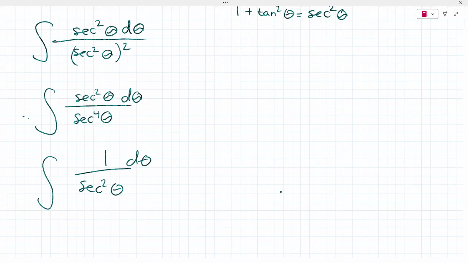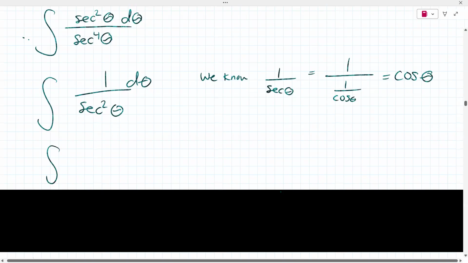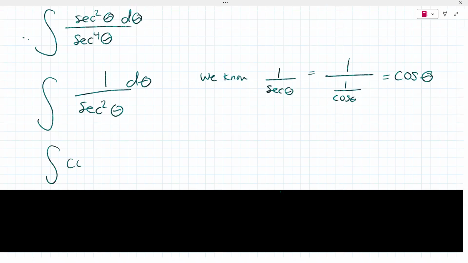Use some more trig identities. We have 1 over secant squared theta. What do we know? We know that 1 over regular secant theta is the same thing as cosine theta. Because we have a secant squared theta, it's going to be cosine squared theta. So this 1 over secant squared theta is the same thing as cosine squared theta d theta.